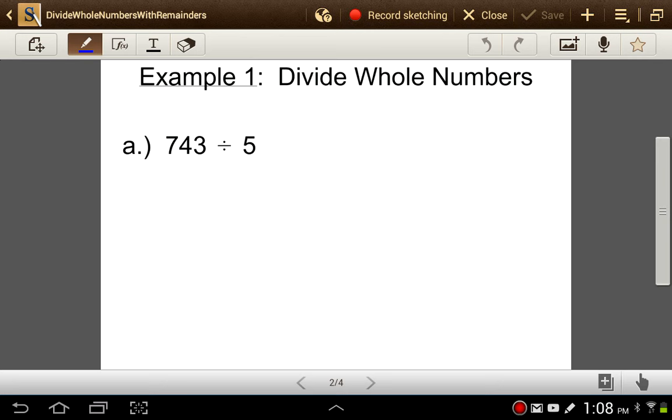Alright, example number 1, divide whole numbers. So remember, when we divide, the first number represents how much we have, and the second number represents how many groups we're putting into, or how many we want per group. So I'm going to take 743, and I'm going to divide that by 5. 743 goes on the inside, 5 on the outside.